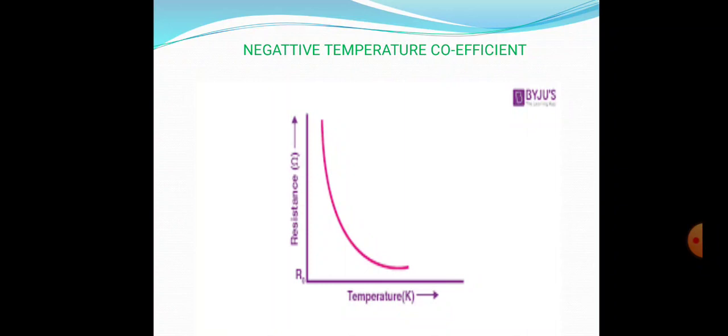But in the case of semiconductor, as temperature increases, the number of charge carriers produced increases in proportion with the temperature. That is why in a semiconductor, as temperature increases, resistivity decreases, which leads to an increase in conductivity.